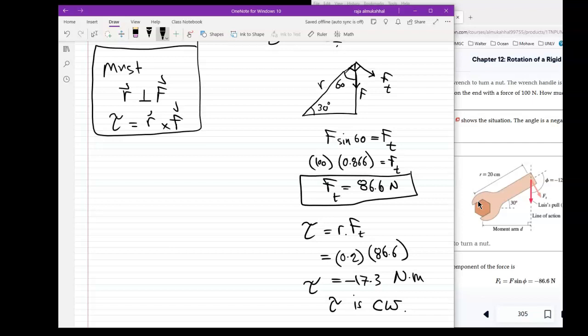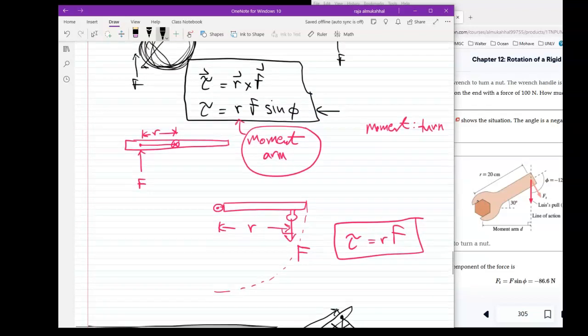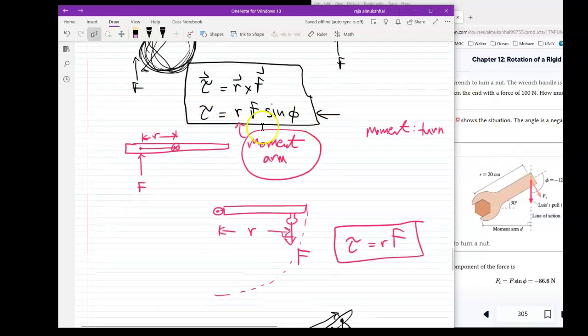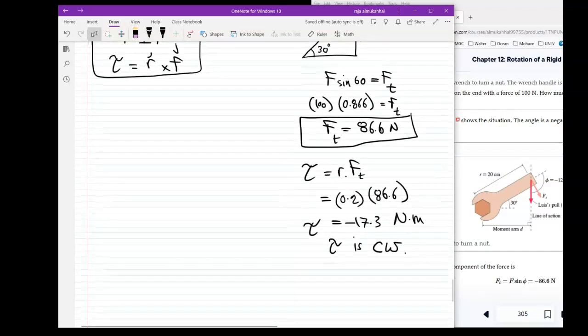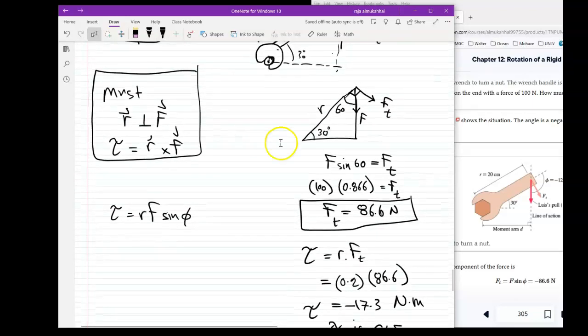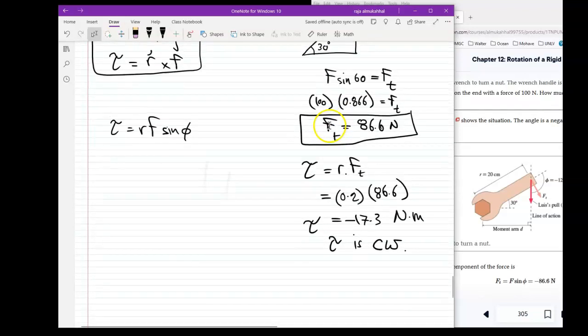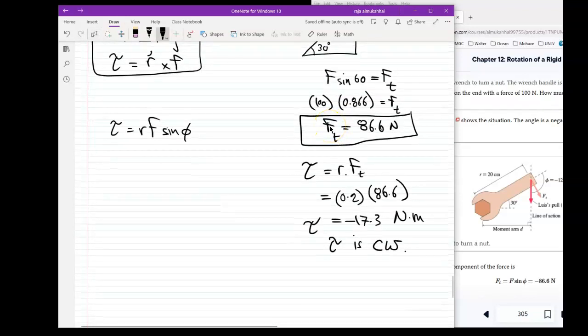Again, if you want to use this formula right here, tau equals RF sine phi, you can do the same thing. And the phi in this case is going to be the 60 degrees right here. And we can just plug it in. You get the same answer, of course. So that's going to be 0.2, F is 100, sine 60 degrees, and then you'll get the same answer.